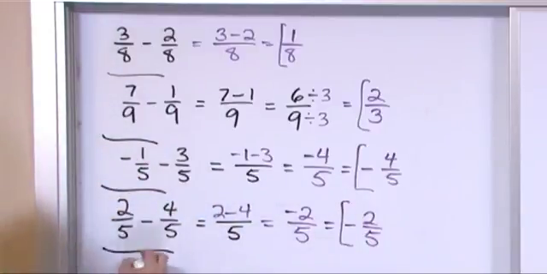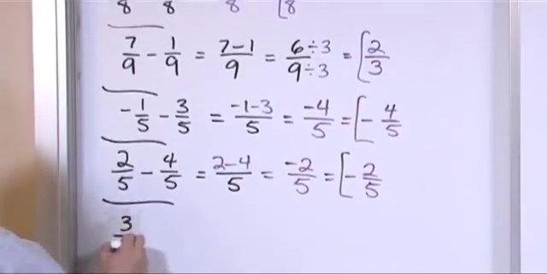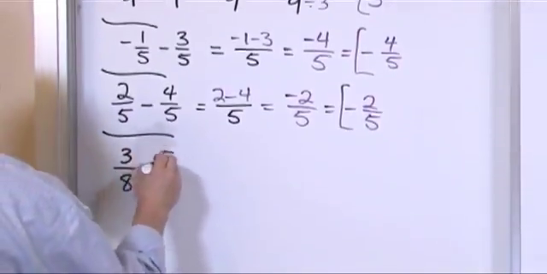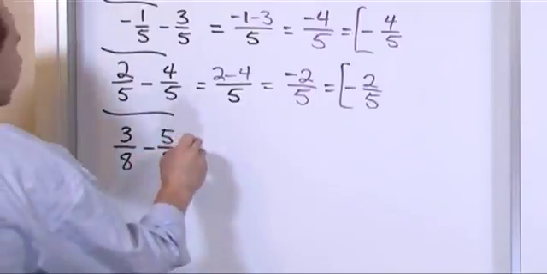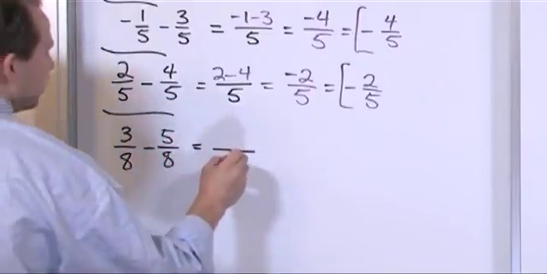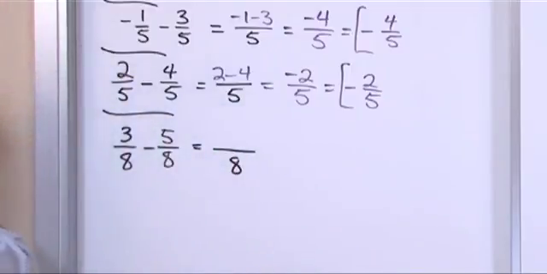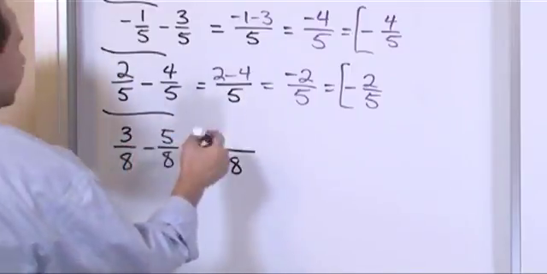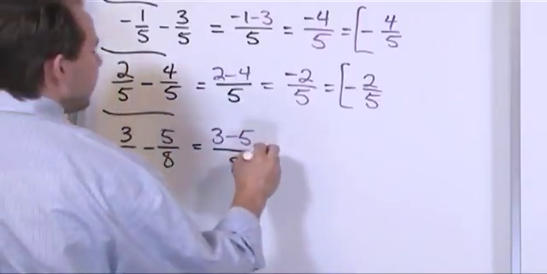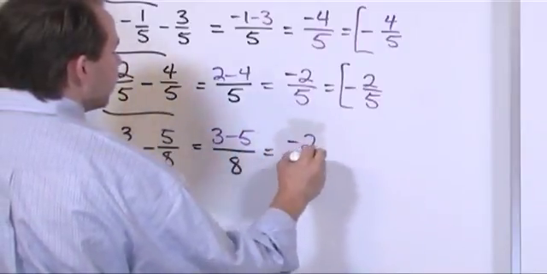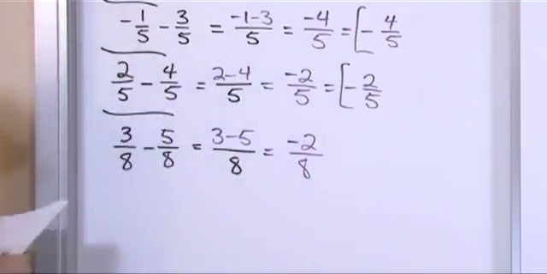Okay, what about 3/8 minus 5/8? Same sort of thing. Let's check the denominator. It is the same. I'm going to have an 8. And in the top, I've got 3 minus 5. So 3 minus 5 is negative 2 over 8.